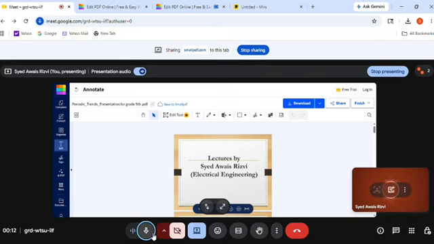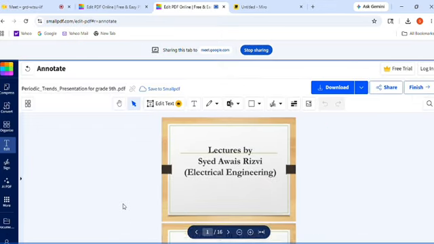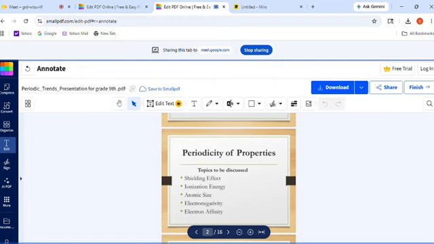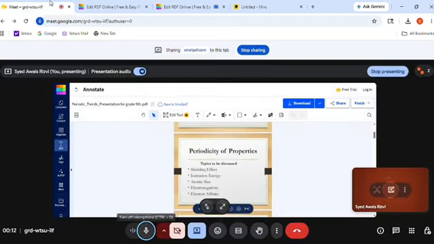Today I will teach you grade 9 chemistry and our topic is periodicity of properties. The topics that we will discuss, let me share my slides. You can see on the screen that the topics we have to discuss are shielding effect, ionization energy, atomic size, electronegativity and electron affinity. And the first topic that we have to discuss is shielding effect.